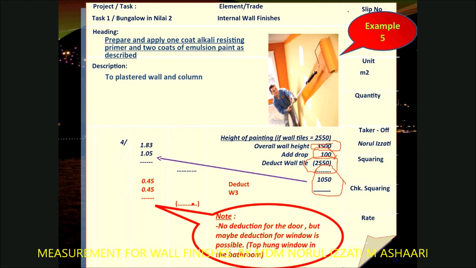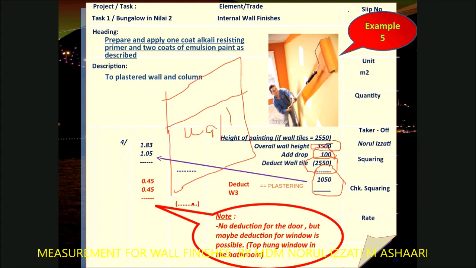This is the example for deduction of the door, or maybe deduction of the window that is still attached within the 1050 area. For example, this is the wall tiles. This is your plaster and painting. If you have the window here, that means you have to deduct. This is only an example. At the plaster and paint area, there is a window, so you have to deduct.